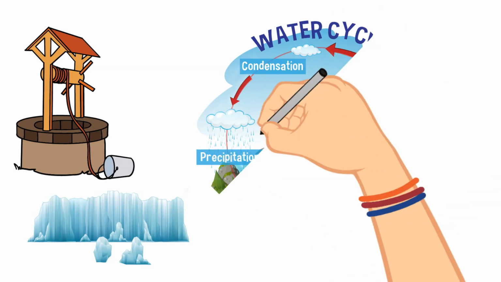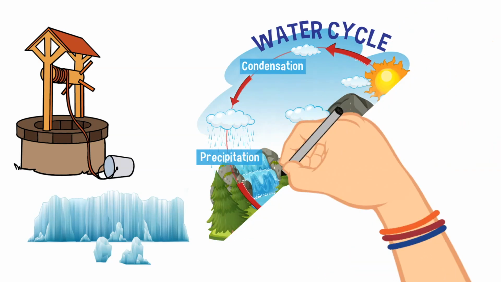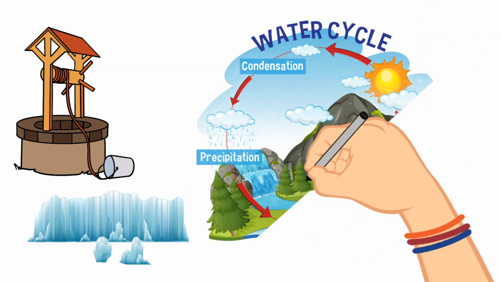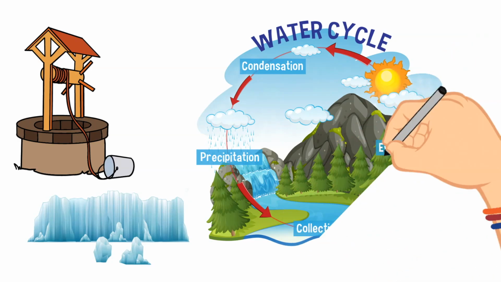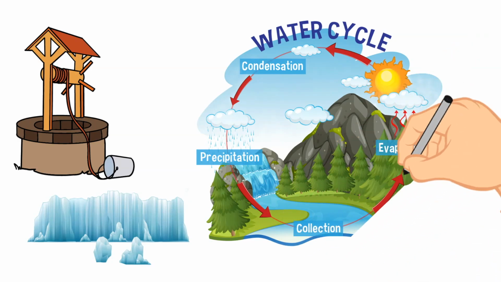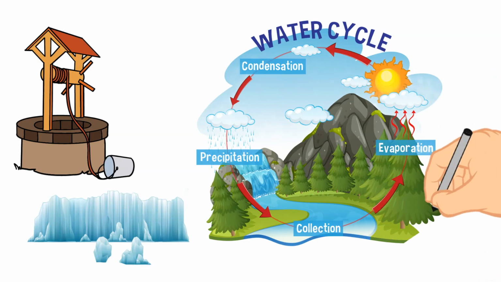It is important to know that water moves through the hydrosphere in what we call the water cycle. Water collects in clouds through evaporation and then falls to Earth in the form of rain or snow. It is then collected into rivers and lakes and oceans and evaporated again into the atmosphere to start the cycle all over again.